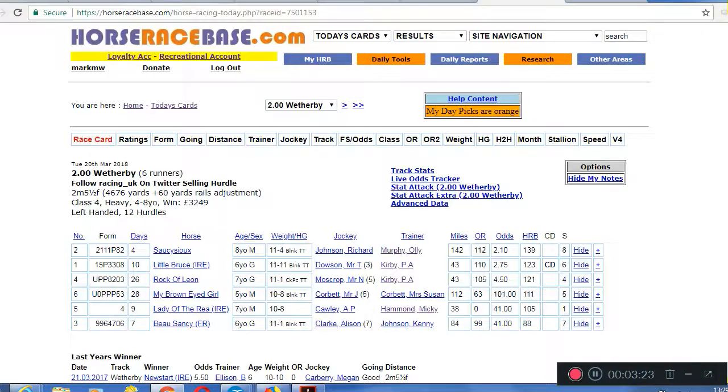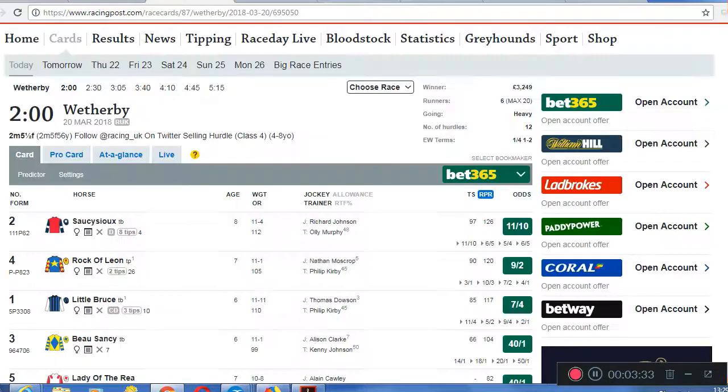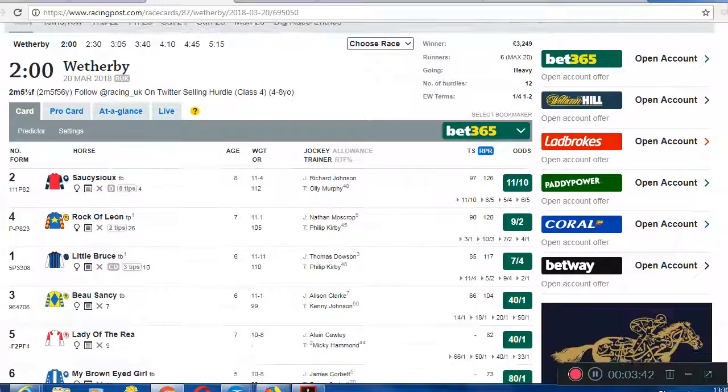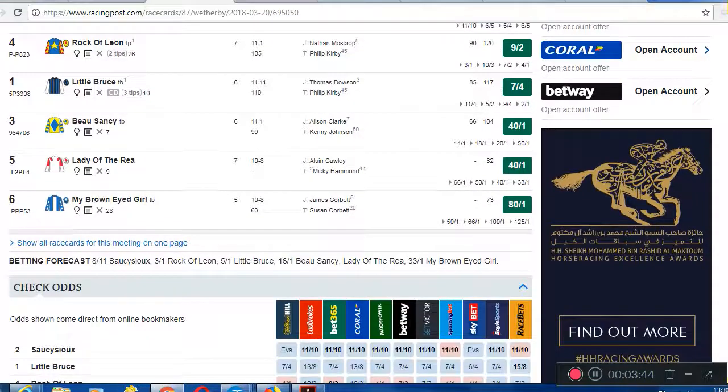on Horse Race Base. As you can see, Saucy Sue is top rated on Horse Race Base, and I'm also looking for it to have the highest Racing Post rating within the race. So again, Saucy Sue is top rated for this race. I then need it to be within the first three in betting, within the betting forecast on the Racing Post site. So obviously Saucy Sue is a very, very short price.